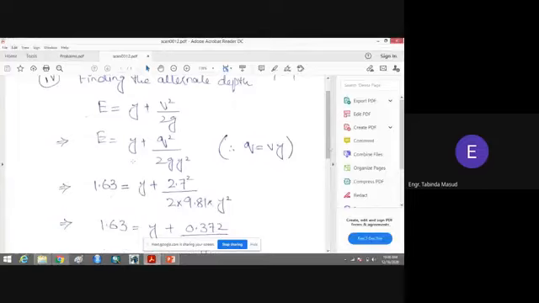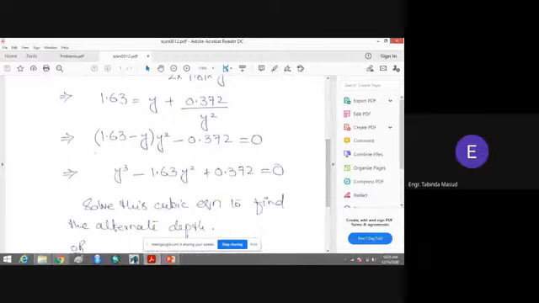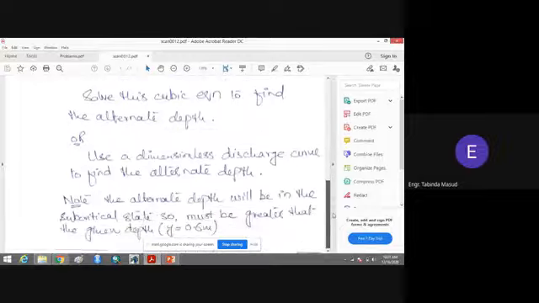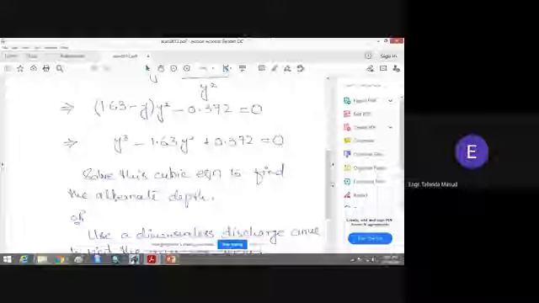Here you can see that E is equal to y plus V squared divided by 2g, or it is q squared divided by 2g y squared. And I have put the values here, and you can see that I have simplified. Now I have got a cubic equation here. You will solve the cubic equation and get the value of y, and you have to do this by yourself, and you will tell me in the next week in our next lecture what was the value of the depth of the flow.